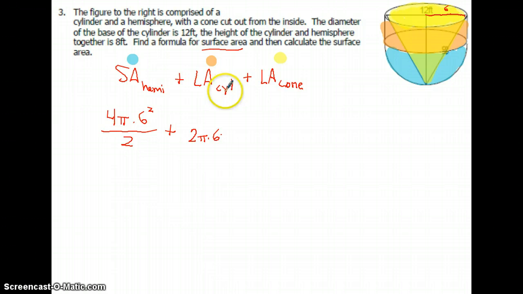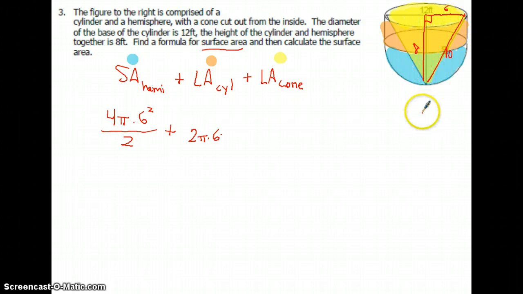Ooh, do I know the height of the cylinder? The diameter of the base of the cylinder is 12, and the height of the cylinder and hemisphere together is 8 feet. Now, wait a second. So this 8 you're telling me is that? Ew. Okay, this 8's in the wrong place. I was thinking that was the slant height. Well, slant height's 10, first of all. That's going to have to be 10 because this thing I just highlighted in red just jumped out at me.